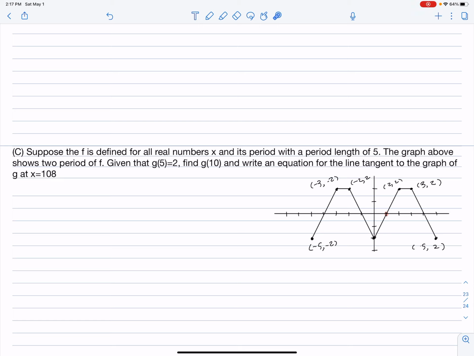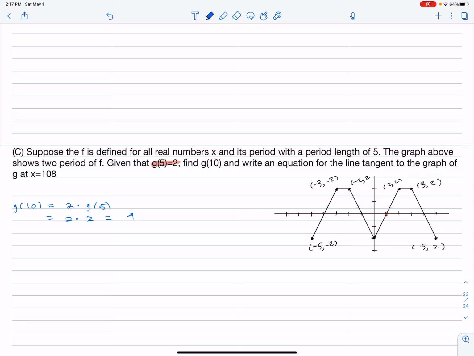So they tell us that g of 5 equals 2. The first thing we have to do is find what is g of 10. Well, I think you'd agree g of 10 is going to be 2 of these. It's just going to be 2 of these. So in other words, it's going to be equal to 2 times g of 5, and g of 5 was 2. So it's going to be equal to 4, okay?